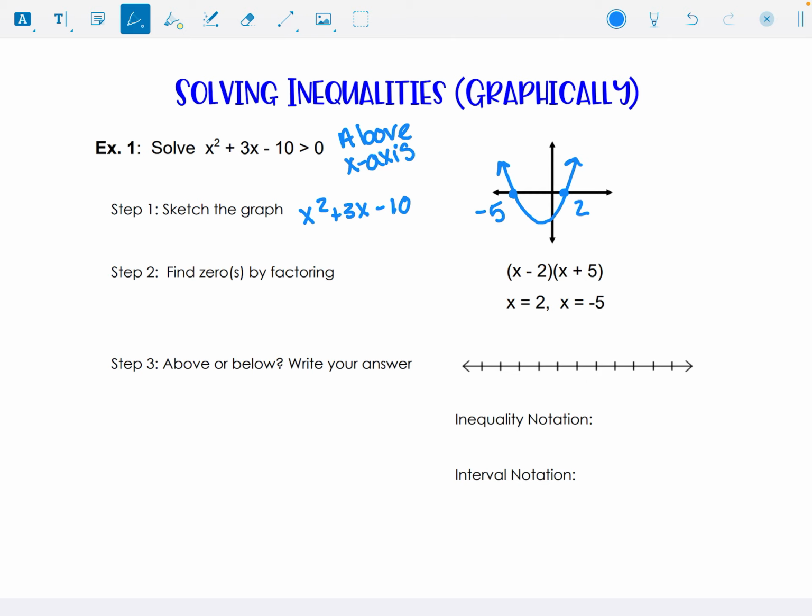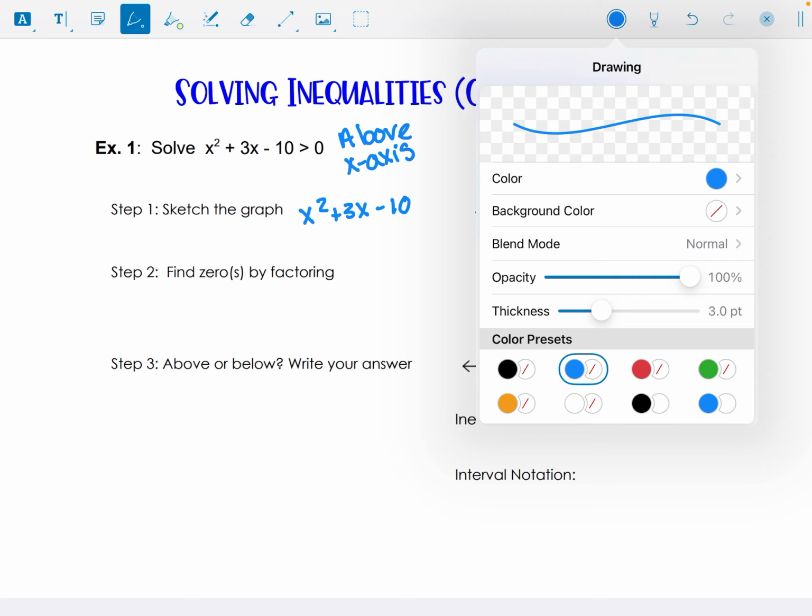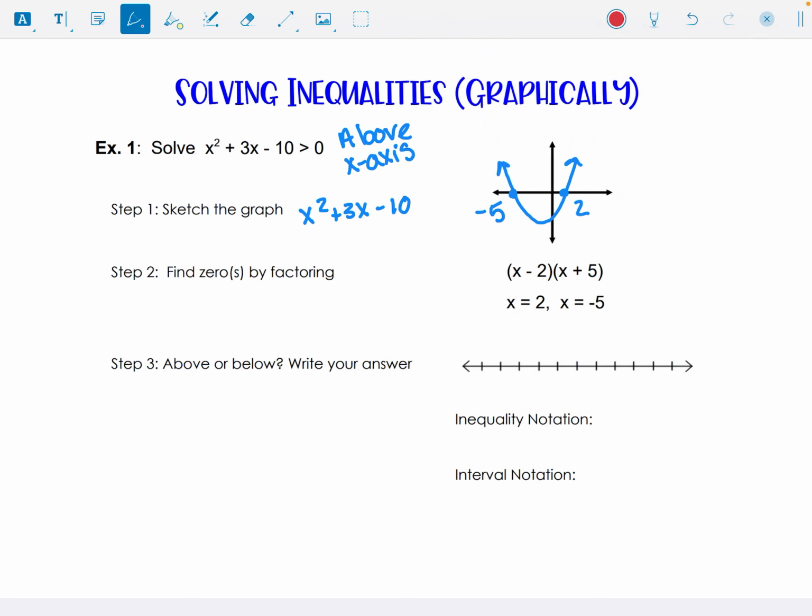Okay, and then step 3, it says above or below, write your answer. So I already noted that we are looking above the x-axis to solve this. So if I change colors here, this segment and this segment, these are both above the x-axis. The x-axis will cut this parabola into different parts. So above the x-axis from the left of negative 5, and then also to the right of positive 2.